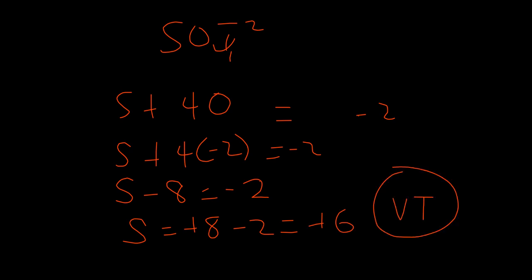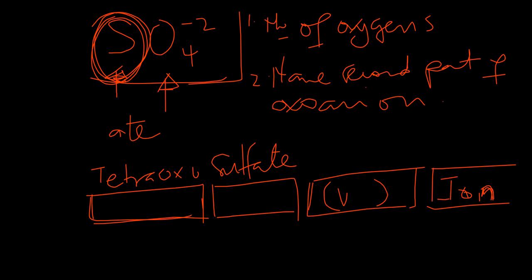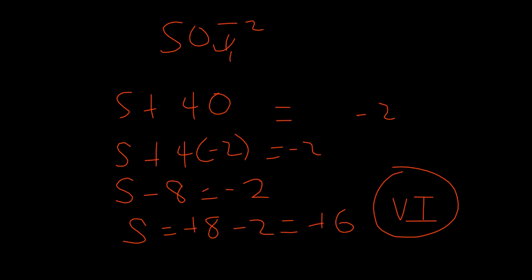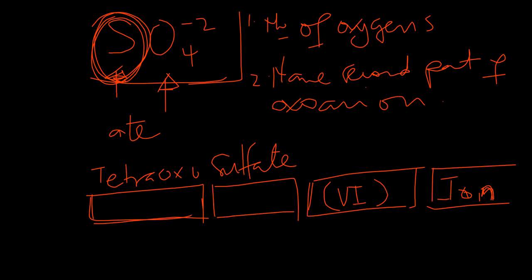So what it means is that we'll come to this place and we'll put VI here, because that's 6. So that will be tetraoxosulfate(VI) ion. That's how you name this compound.